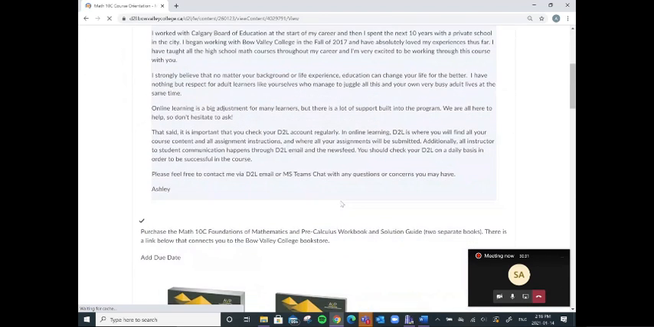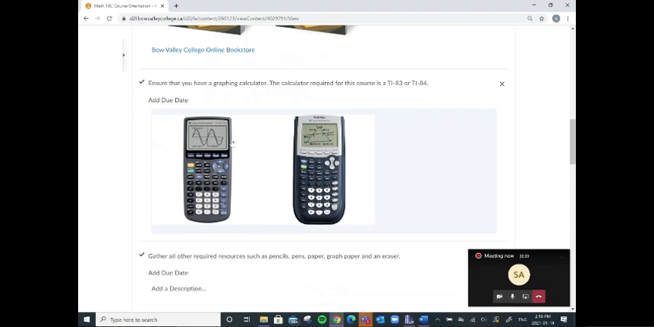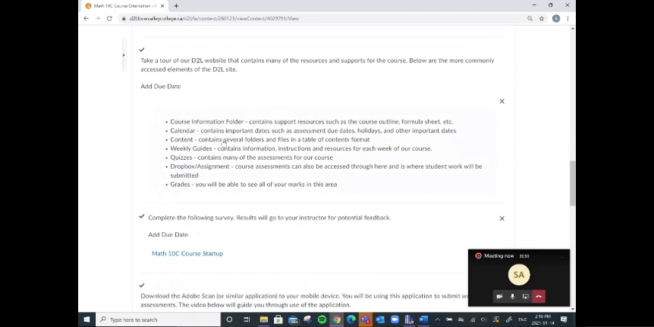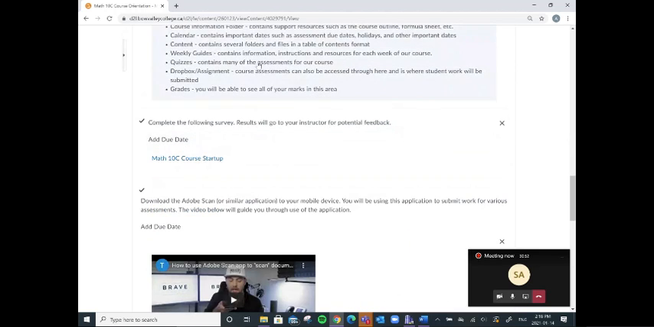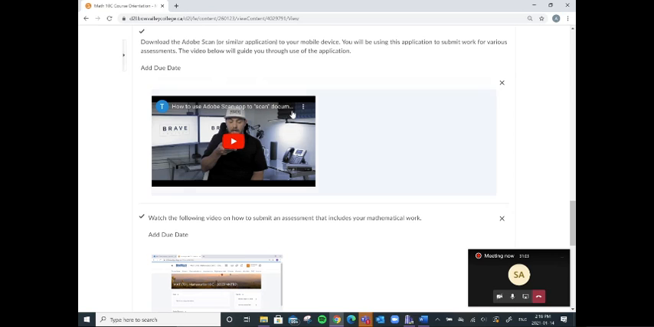this is just a little background about me. There's the workbooks you need to have. That's the workbook and the student solution manual, with a link to the bookstore. One of the calculators you should have, it might not look exactly like this, just as long as it says TI 83 or 84 on the top of some kind, that's exactly what you need. And then just a little tour of D2L here, telling you what the important parts are. There's a startup survey. That's also in the quiz feature, so that's again getting used to using that quiz. This is a tutorial on how to download and use the Adobe Scan app, which is what we'll be using starting next Friday to submit your work.